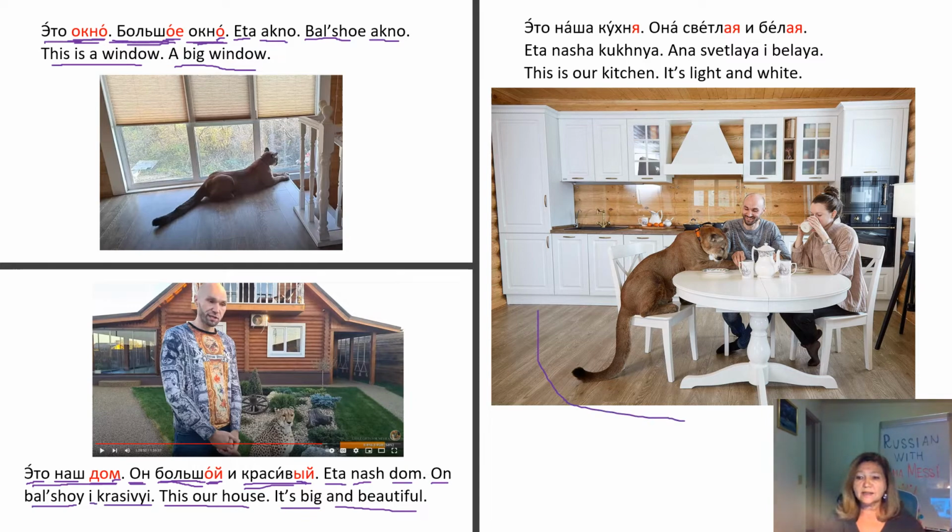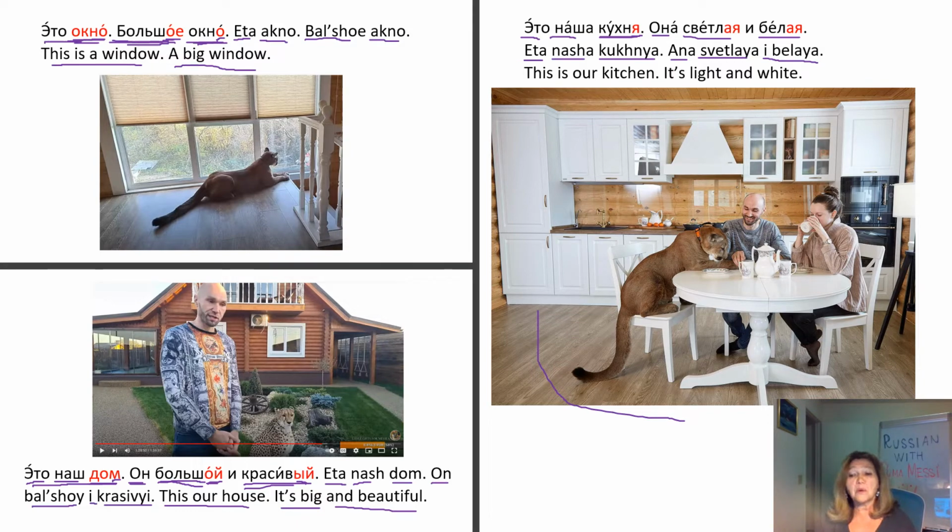And here we have kitchen. That word we studied some time ago. Кухня. Again, it's a classical gender feminine noun because it ends on our vowel я. And now let's read it. Это наша кухня. Она светлая и белая. This is our kitchen. It's light and white.